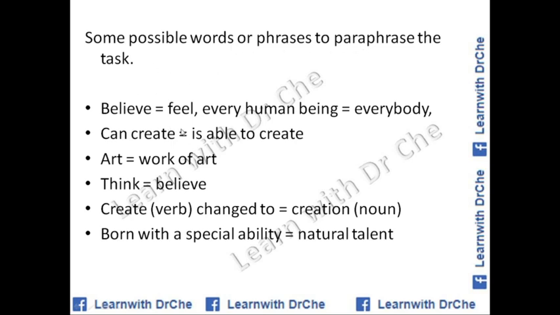Let us look at the possible words or phrases to paraphrase the task. I have already taught you. Believe, I would change to feel. Every human being, I would change to everybody. Can create, I would change to is able to create. Art, I would change to work of art. Think, I would change to believe. Create is the verb form, and I will use creation, the noun form. Born with special ability, I will use natural talent.